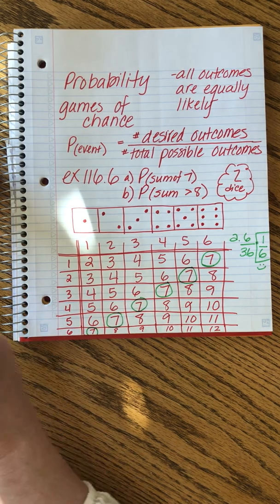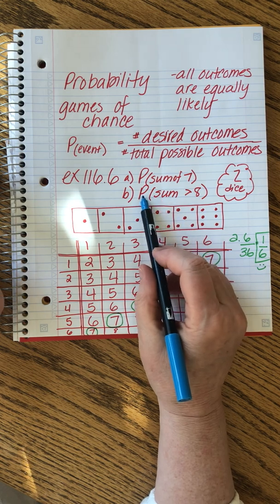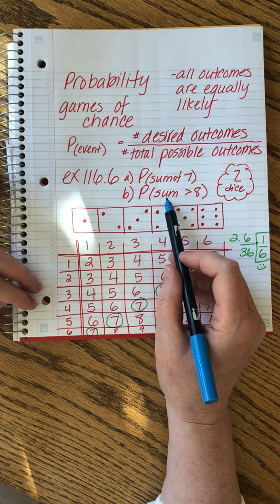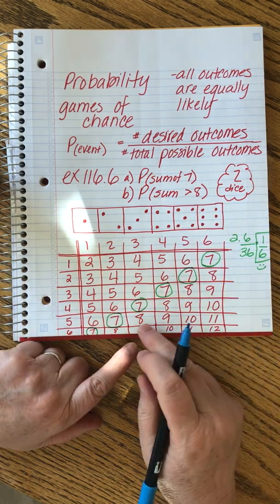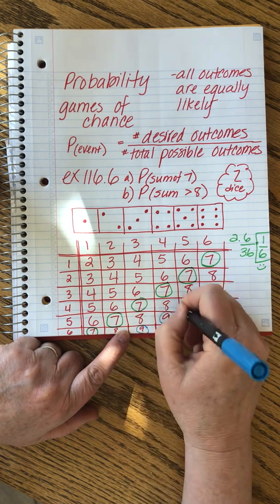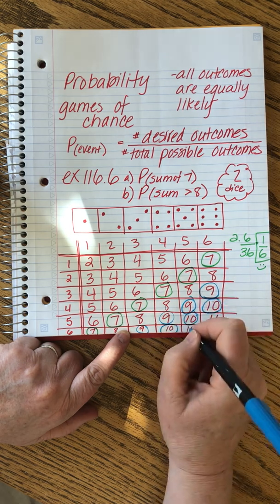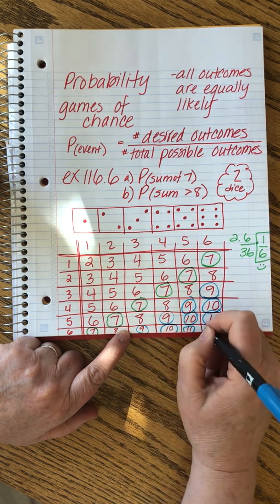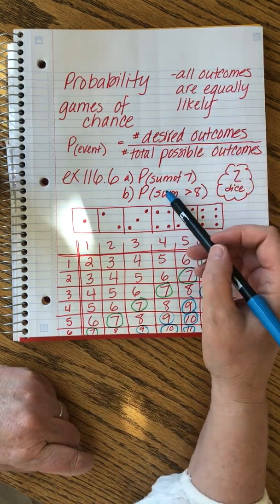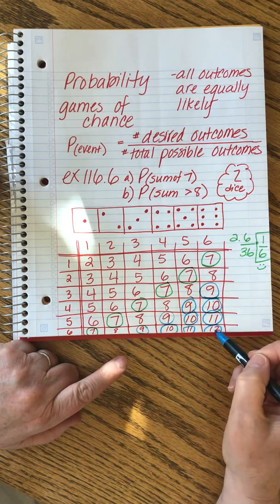Beautiful. What about the probability of getting a sum or a move, right? Because when we make a move, we always add them together. Greater than 8. Okay, so I wouldn't include 8, but I would include everything bigger than 8. So I'm going to start at 9s. We would include those. And we would include the 10s and the 11s and the one little 12. So now let's count out how many desired outcomes would satisfy this. 1, 2, 3, 4, 5, 6, 7, 8, 9, 10.